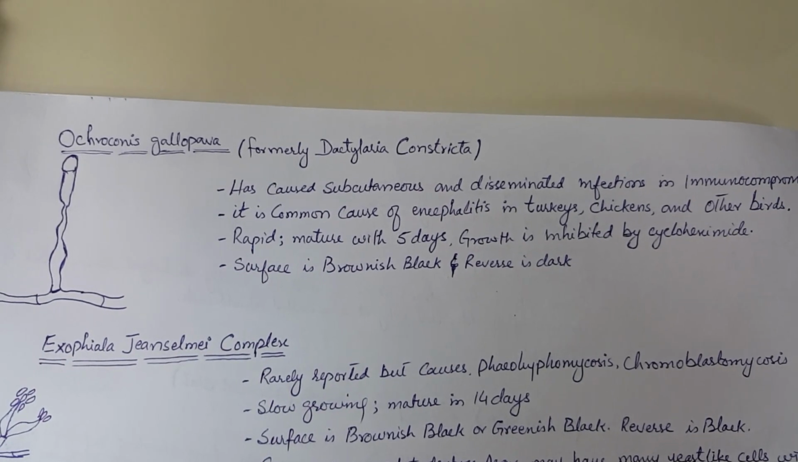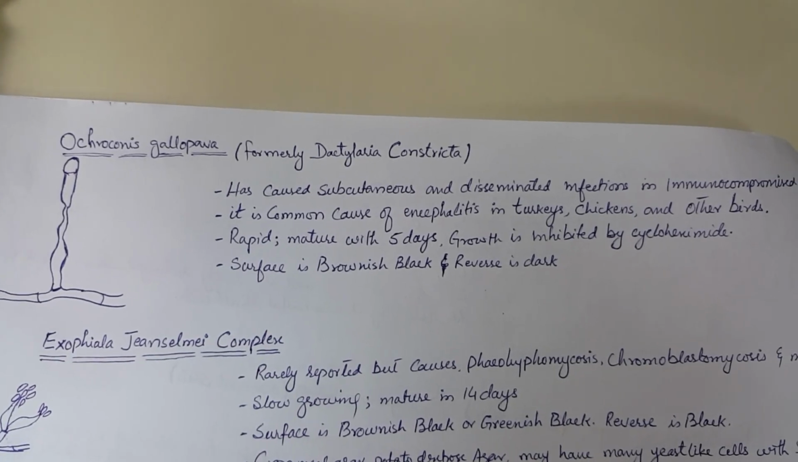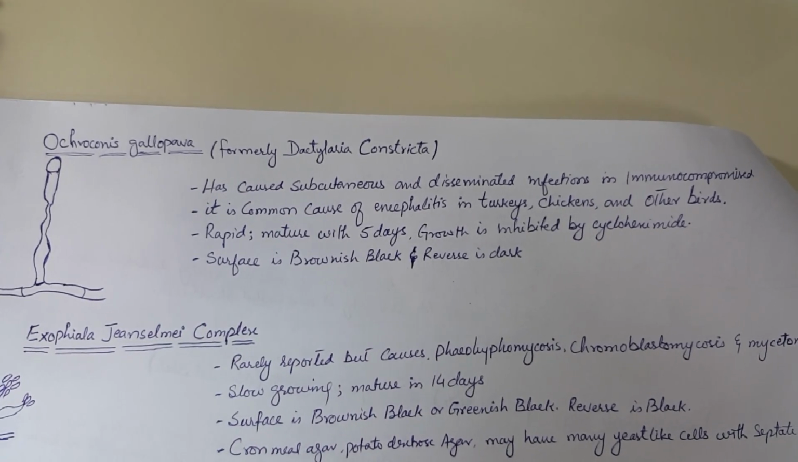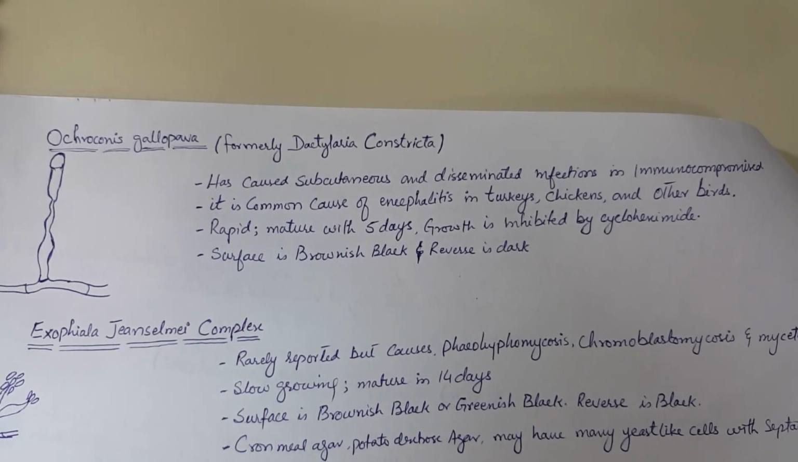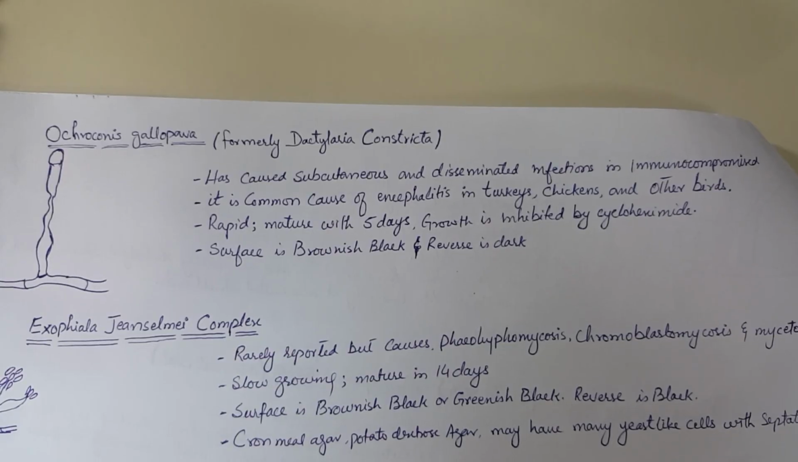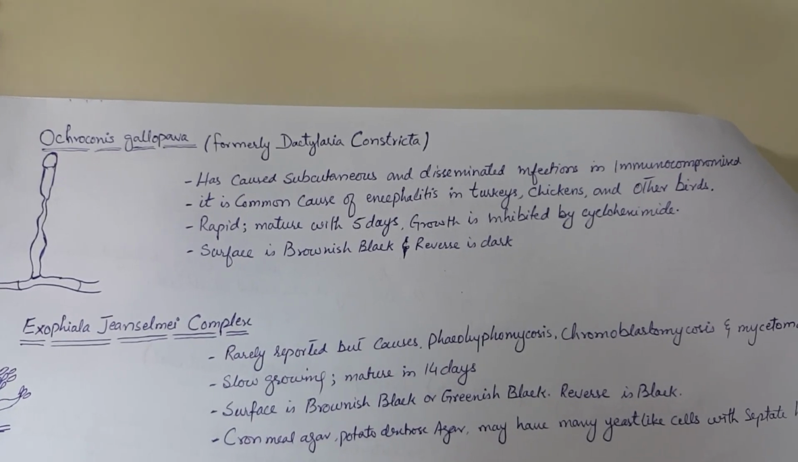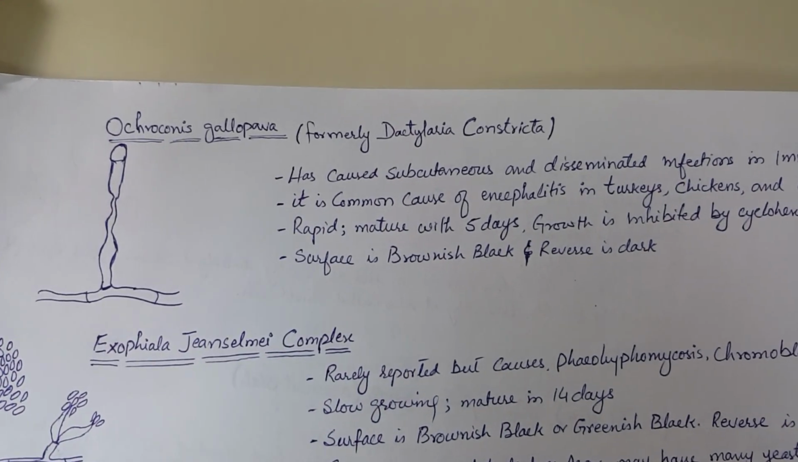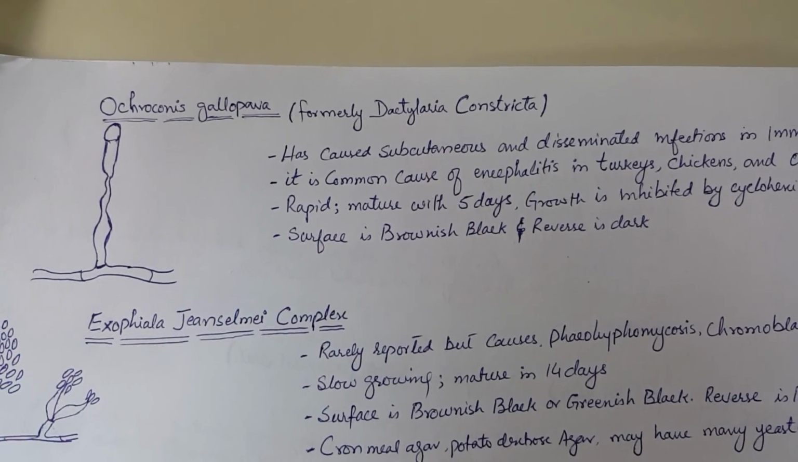Ochroconis gallopava, formerly Dactylaria constricta, has caused subcutaneous and disseminated infection in the immunocompromised. It is a common cause of encephalitis in turkeys, chickens and other birds. Rapid, maturing in 5 days. Growth is inhibited by cycloheximide. Surface is brownish black and reverse is black. The structure is quite different, so we can identify this organism on the basis of its morphological and culture characteristics.